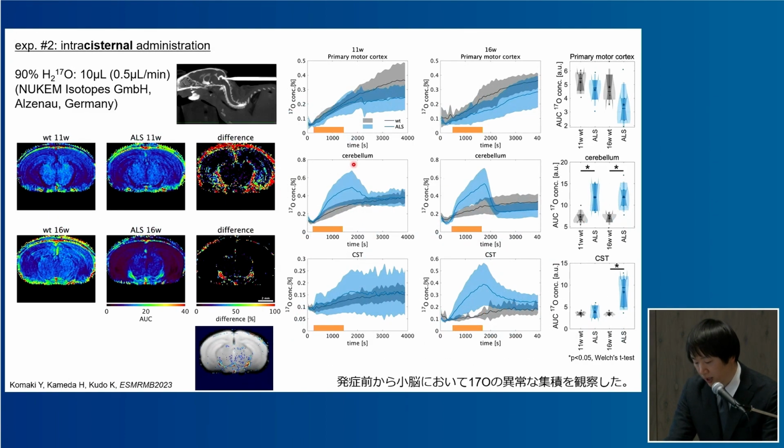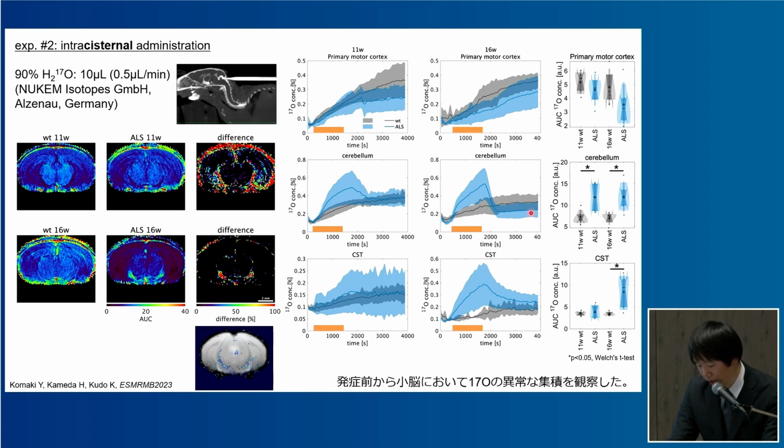We then administered high concentration O17 labeled water intracisternally to observe water dynamics. We administered O17 15 minutes after the start of the MRI acquisition. Measurement continued for 60 minutes after administration. In particular, abnormal O17 accumulation was observed in the cerebellum before the onset of ALS. Quantitative AUC comparison showed significant differences.